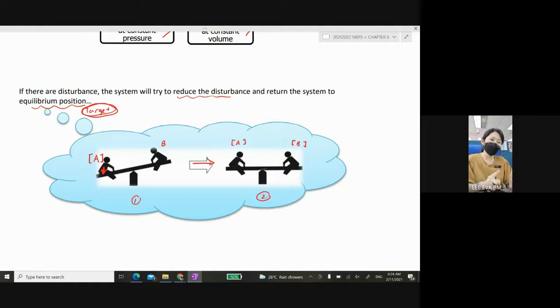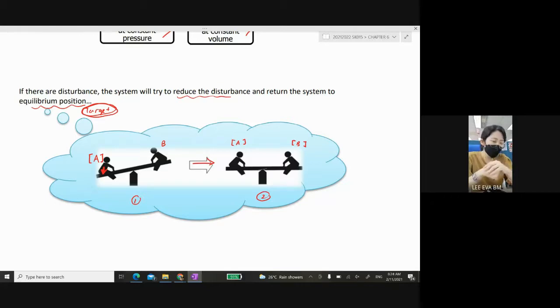This one you can refer back to the characteristic of our dynamic equilibrium. Q kena sama dengan K, rate forward, rate reverse kena sama. Lepas tu concentration dia kena constant. That is the dynamic equilibrium characteristic. Do you get this? Boleh faham untuk seesaw diagram ini? Boleh, madam.